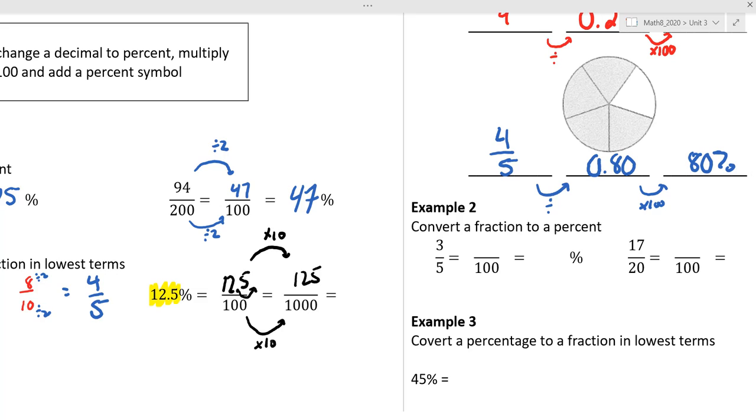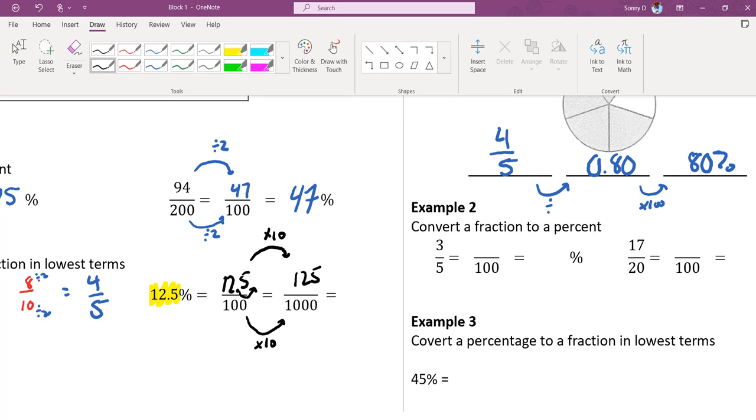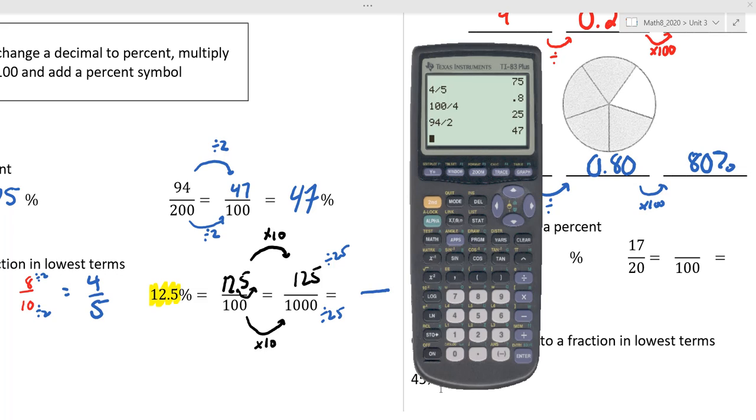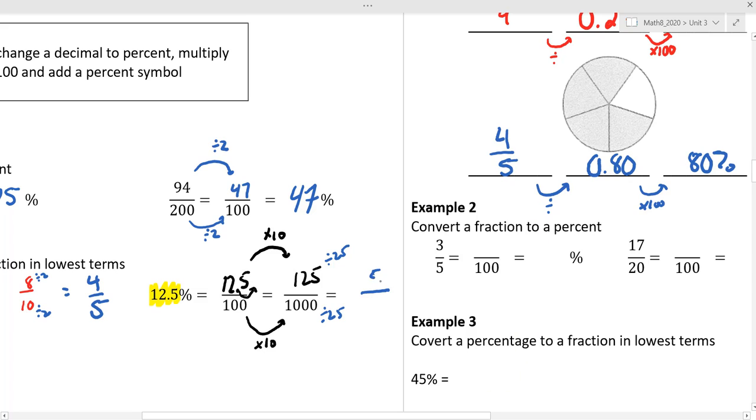Then if you wanted to reduce it, this is where the hard stuff comes in. How could you reduce this? What could you divide by? It ends in 5, so most likely you can divide by 5. And I'll tell you that you can actually divide by 25. Okay? So 125 divided by 25 is 5, and 1,000 divided by 25 is 40.